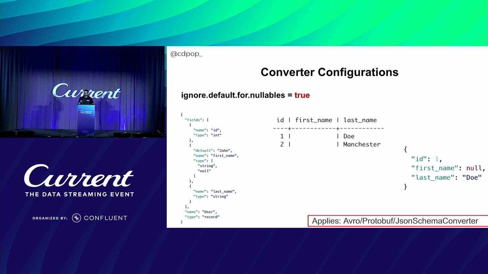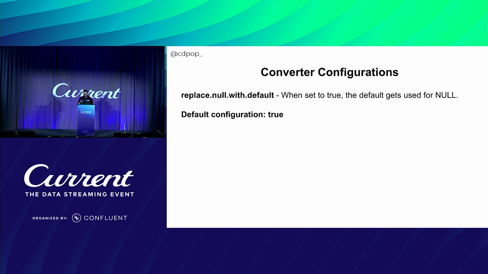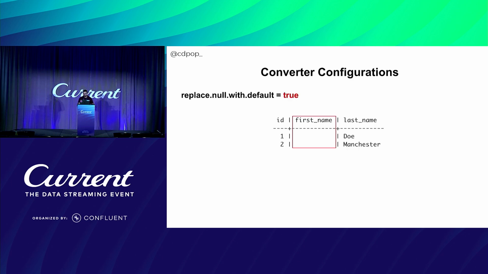And this particular configuration applies to your Avro, protobuf, and JSON schema converter. Then there's replace null with default. This configuration does pretty much the exact same thing. It's just that this gets applied at the JSON converter. So in this case, the default value is true.